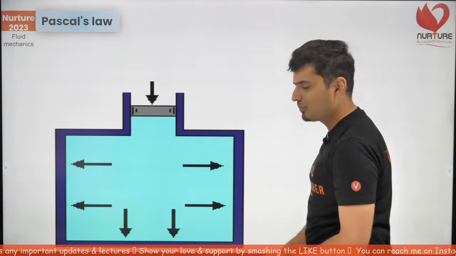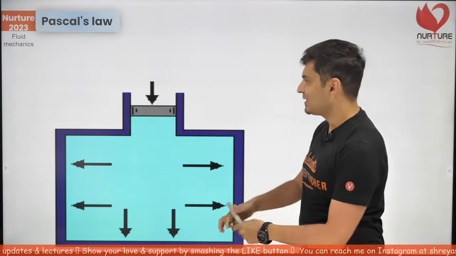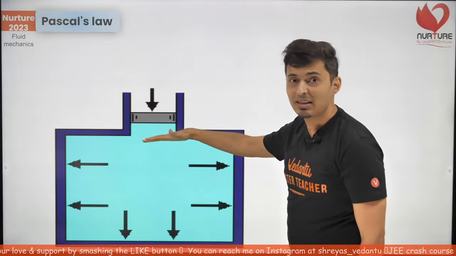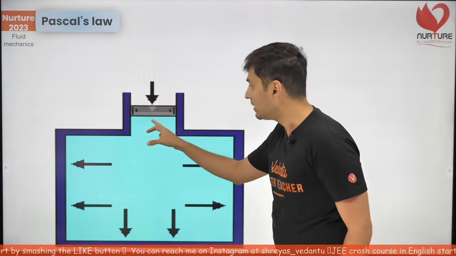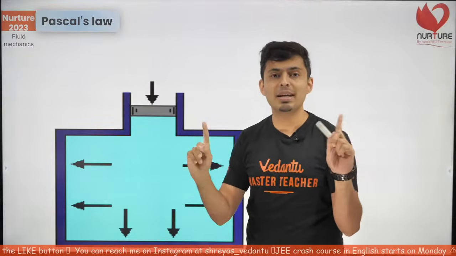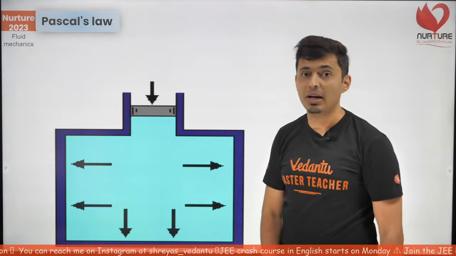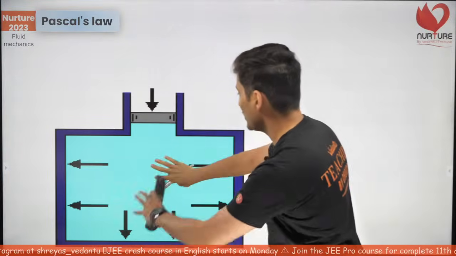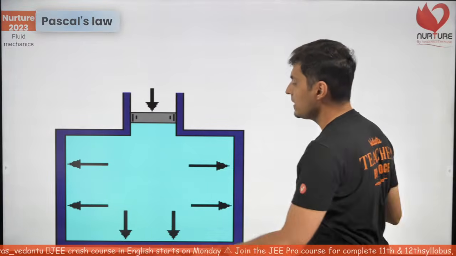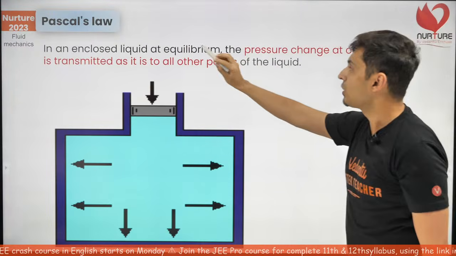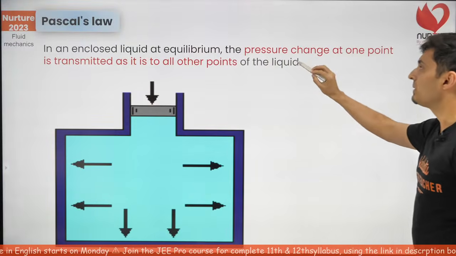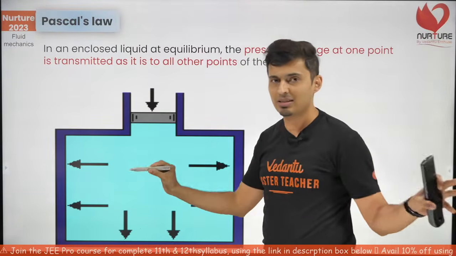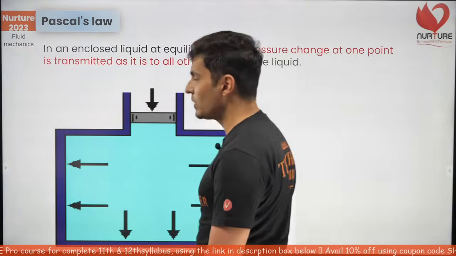And one of the good example is right over here. Look at this. This is a piston. Somebody is trying to push it. Somebody is trying to pressurize it. The moment you try to pressurize it over here, other parts of the container won't stay quiet. Other parts of the fluid won't stay quiet. What will happen? The moment you try to increase the pressure, everywhere the pressure will equalize it. Okay, so everywhere the pressure will increase and everywhere you will see the same pressure. So in a closed container, enclosed liquid, at equilibrium, the pressure change at one point is transmitted to all other points of the liquid till the pressure normalizes. Yes, we are going to solve problems.